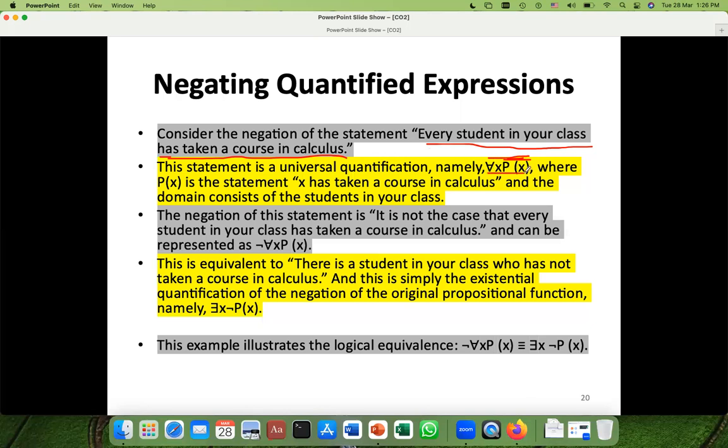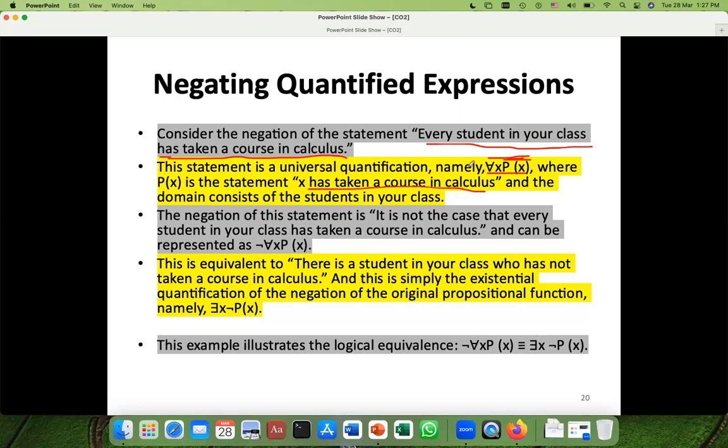Anyhow, if this is the mathematical representation here, then what is P(x)? You can say P(x) is "x has taken a course in calculus." You don't have to write other sentences. If you are using this mathematical notation or propositional logic, you have to explain what x is and what P(x) is, and then that's it.